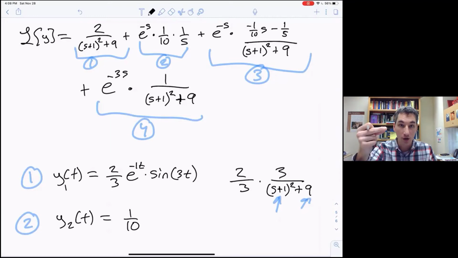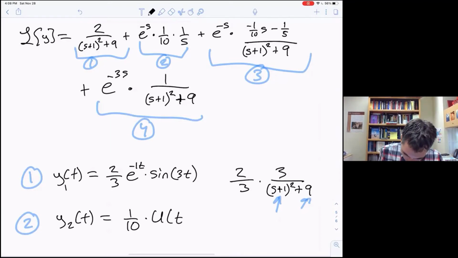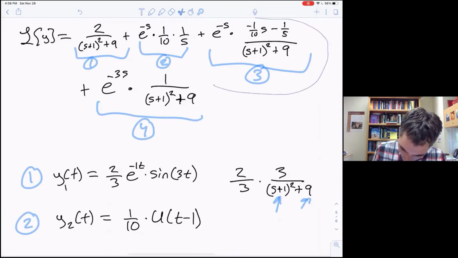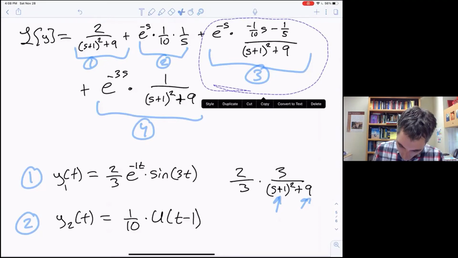But then also turn it on at t equals 1. So we need times u of t minus 1. So remember, how does this work? When you have an e to the minus s times something, you just write down the something, and then you shift it, and then turn it on at that time, in this case, 1. Okay, so that's y2.